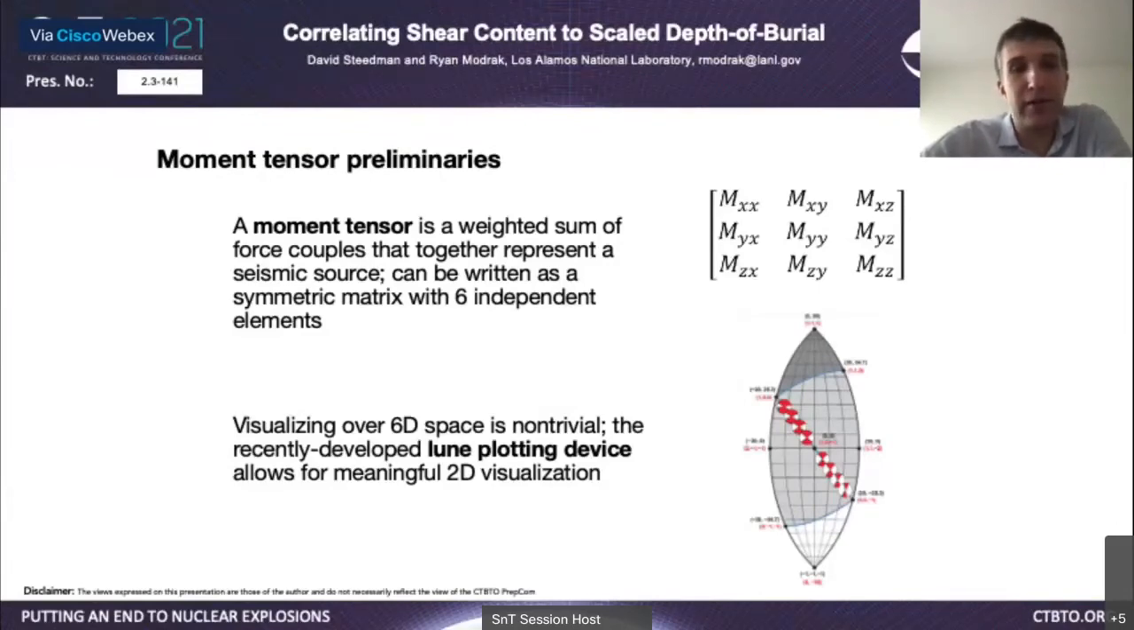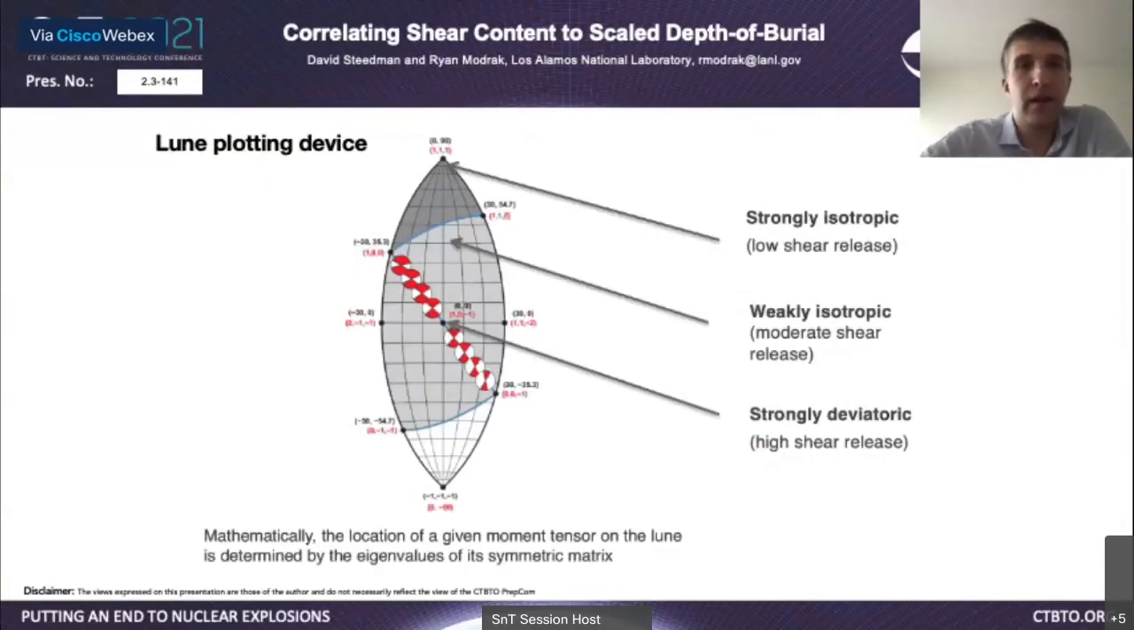The 6-dimensional space, however, is difficult to visualize, so various lower dimensional visualization devices have been proposed. Perhaps the most natural of these plotting devices is the so-called loon. Mathematically, the location of a moment tensor on the loon is determined by its eigenvalues. If all of the eigenvalues have the same sign, the event is strongly isotropic. It corresponds to low shear release. At the other extreme, if the sum of the eigenvalues is close to 0, the event is strongly deviatoric, corresponding to high shear release.